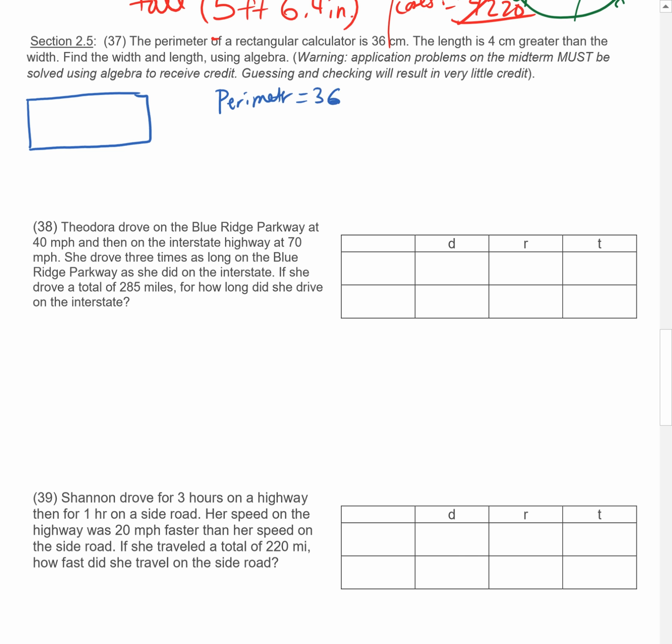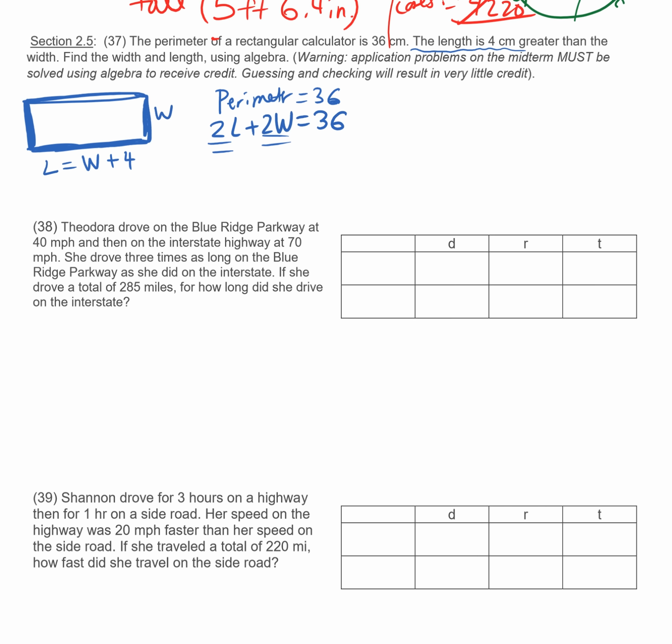If you remember, the perimeter of a rectangle is 2 length plus 2 width, so that must be 36. Remember, perimeter means all the way around, so it's one of the lengths plus one of the widths plus a second length, that makes 2 lengths, plus a second width, that makes 2 widths. But they're saying that the length is 4 centimeters greater than the width. So let's say this is the length and this is the width. The length is something plus 4, and the width is W.